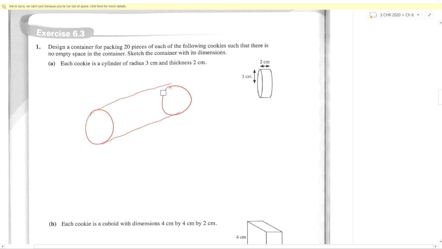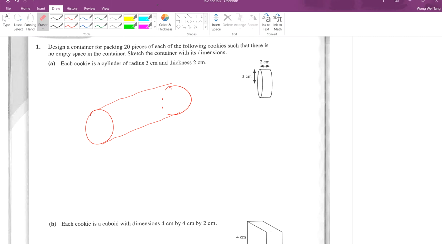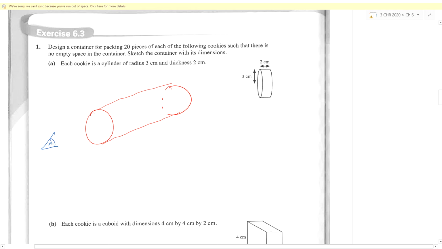So you have to visualize, oh actually this part is hidden from view. Okay, so this is our cylinder. Our eye is over here looking at our cylinder. Okay, and now we need the dimensions of this container.